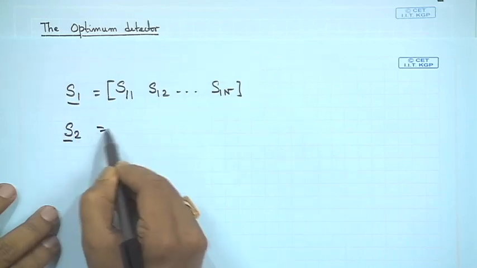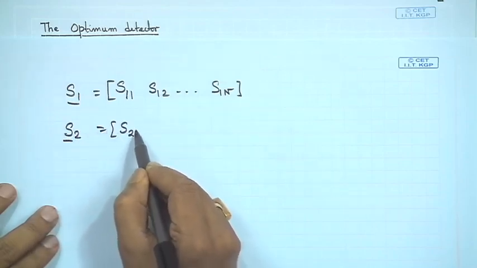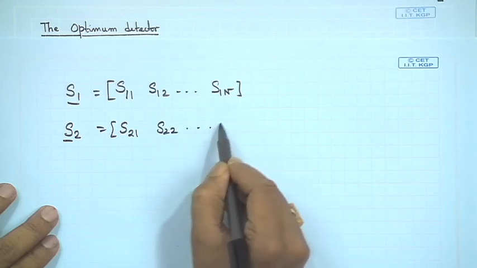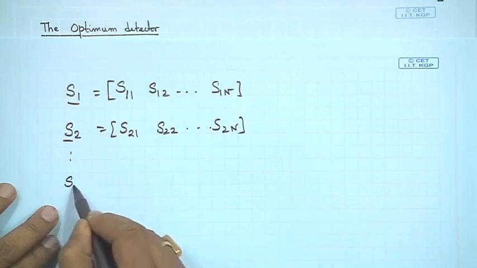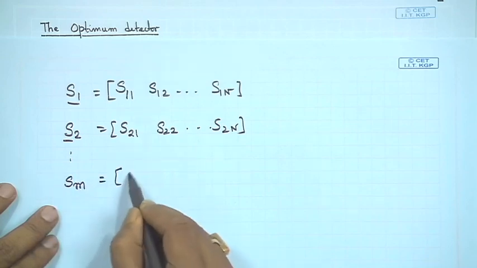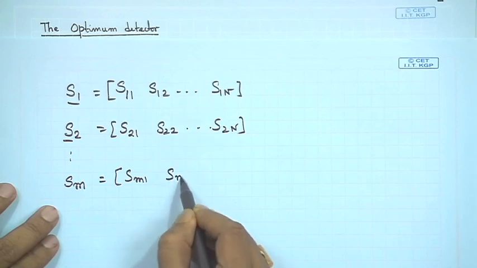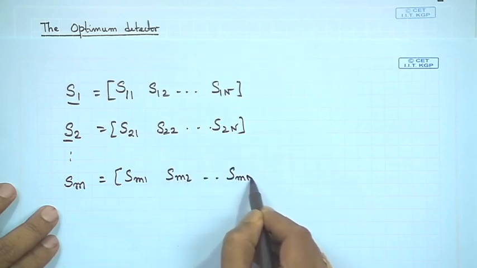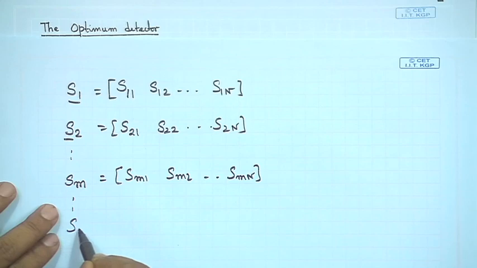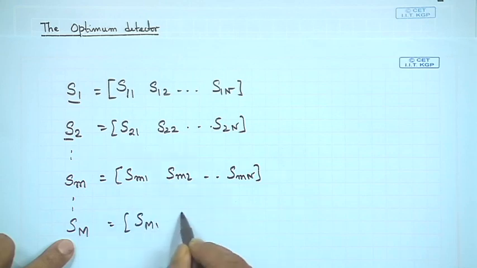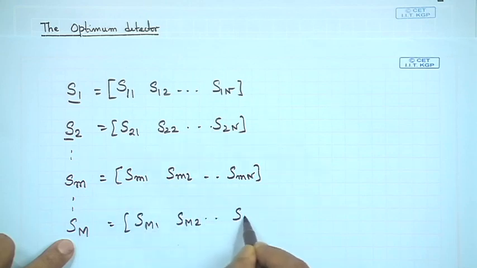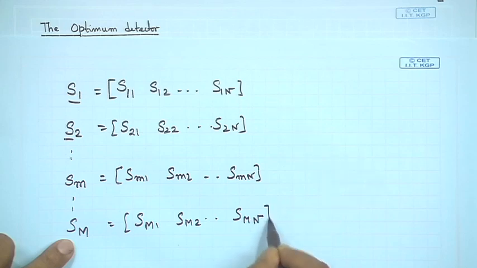I have the S2 vector as S2 first component, S2 second component up to S2 nth component. Like that, I can have Sm as Sm first component, Sm second component up to Sm nth component, and I can go up to M different waveforms. K bits are required, log of M base 2. Look at this, mth signal, nth component.